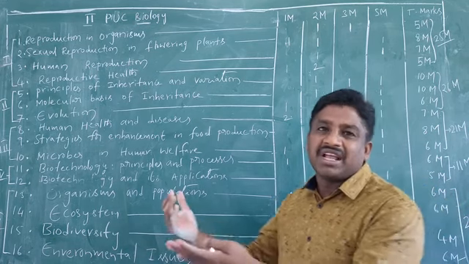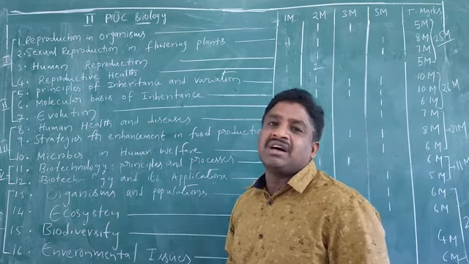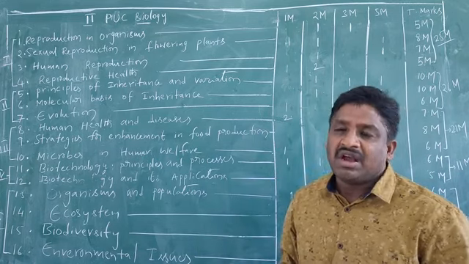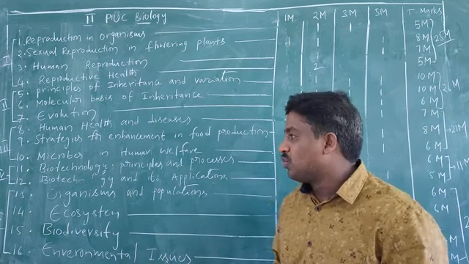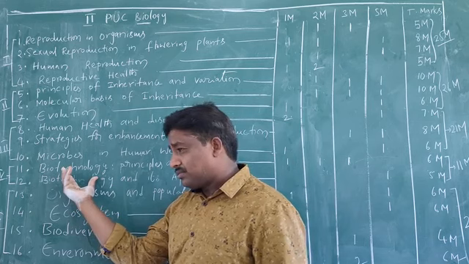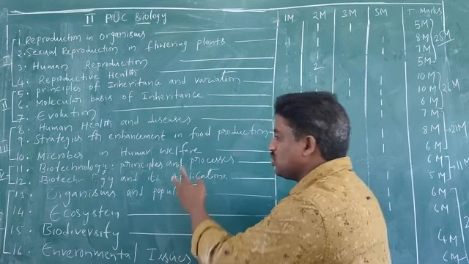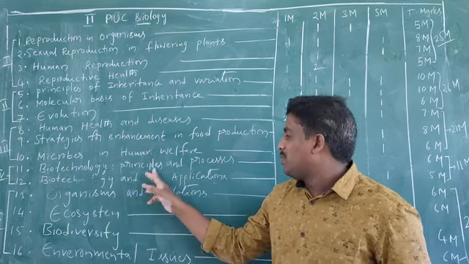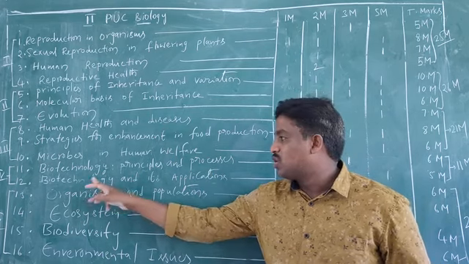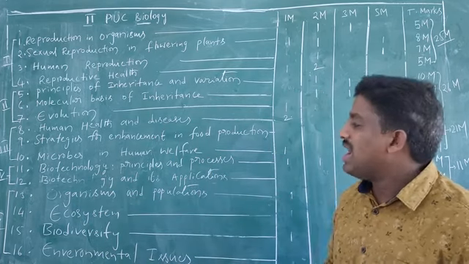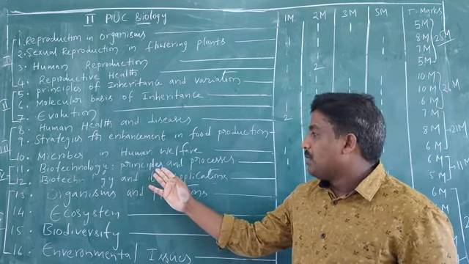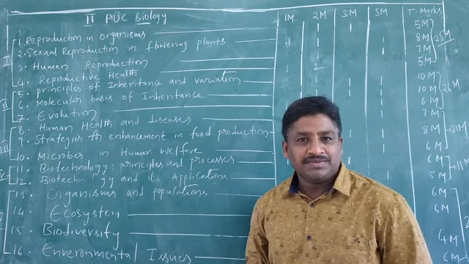So automatically, they are reducing pesticide usage and also increasing the yield. Next, biotechnology. In biotechnology, you can see two chapters are present: principles and process, and also applications. So actually, you can see here biotechnology principles and process.